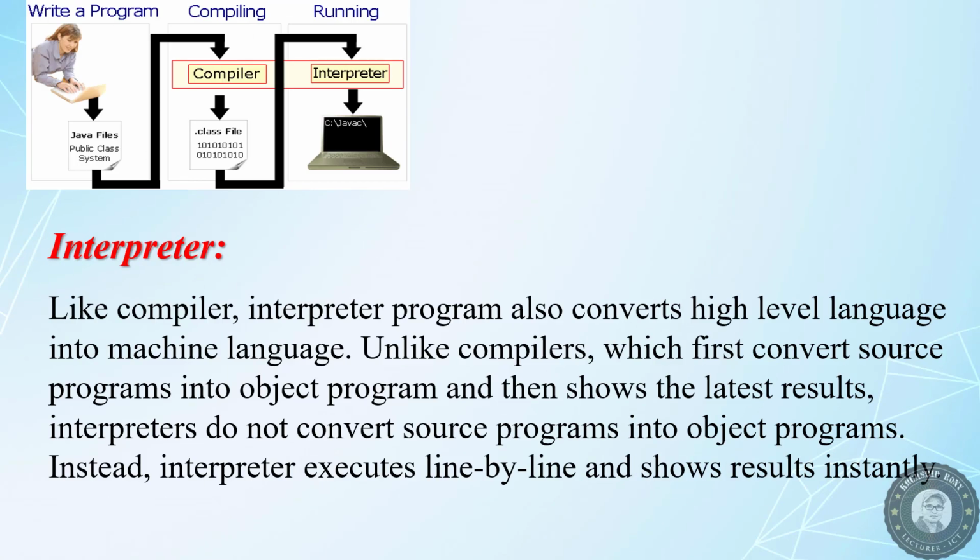Interpreter. Like a compiler, an interpreter program also converts high-level language into machine language. Unlike compilers, which first convert source programs into object programs and then show the final results, interpreters do not convert source programs into object programs. Instead, the interpreter executes line by line and shows results instantly.